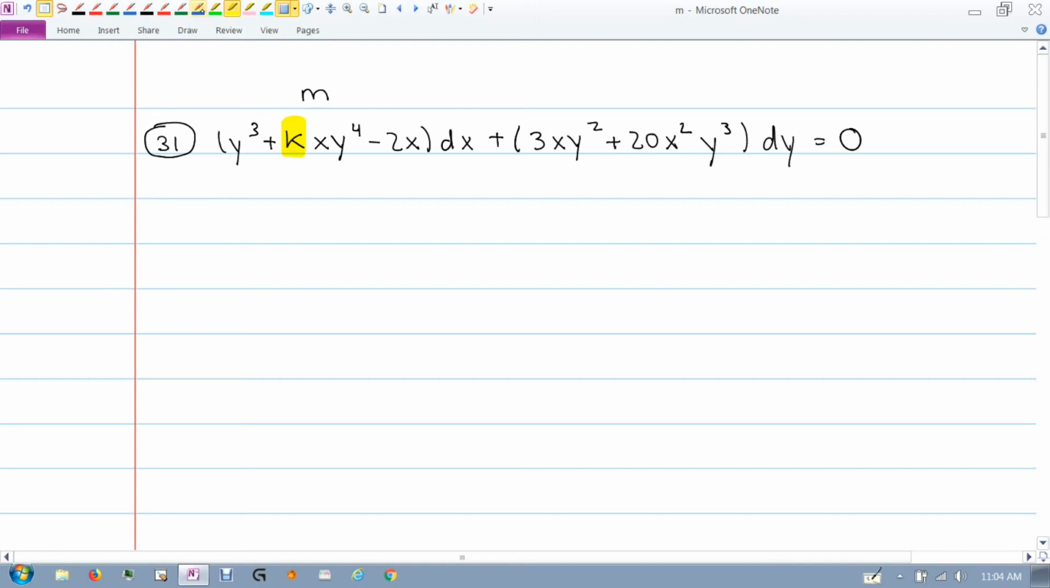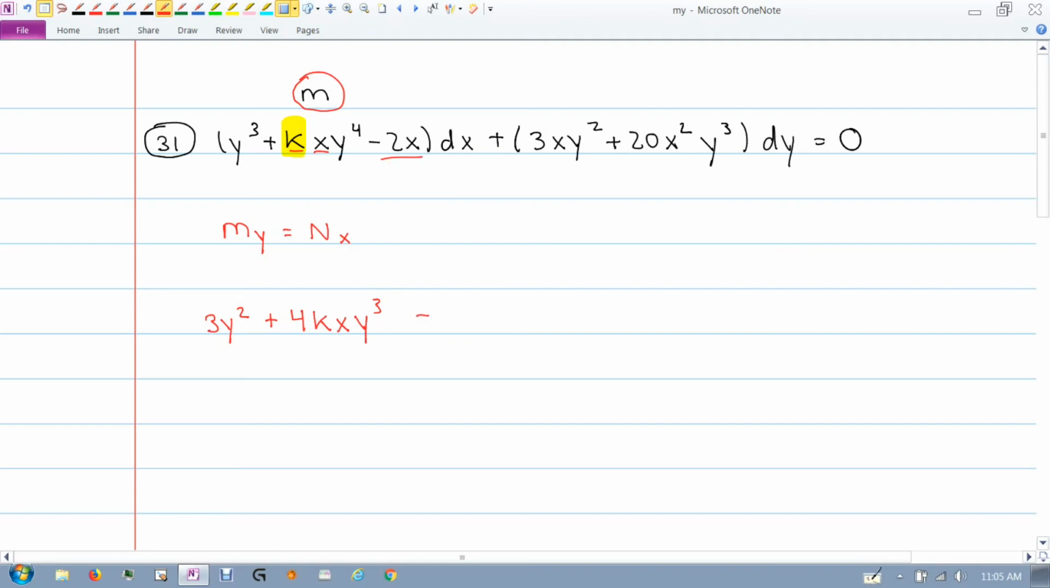So for it to be exact, the condition we need is that the partial of M with respect to y is equal to the partial of N with respect to x. So we just need to make sure that equation is satisfied. So let's take the partial of M here with respect to y. So we get 3y squared. Now, k is a constant that we're trying to find, and x is a constant because we're differentiating with respect to y. So that 4 will come out. We'll have the kx and then y cubed. And then the derivative of negative 2x is 0 with respect to y.